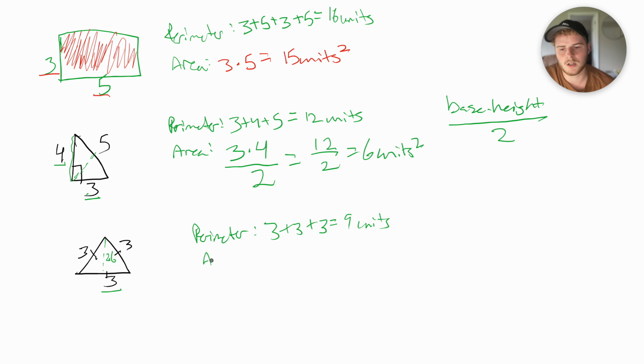And the area would be 3, which is the base, times 2.6, which is the height we gave, all divided by 2. So 3 times 2.6 is 7.8, divided by 2 is 3.9. And then because it's the area, we'd say that's units squared.